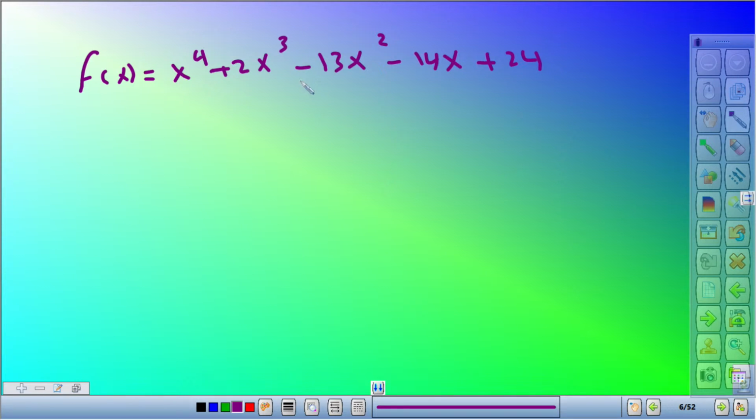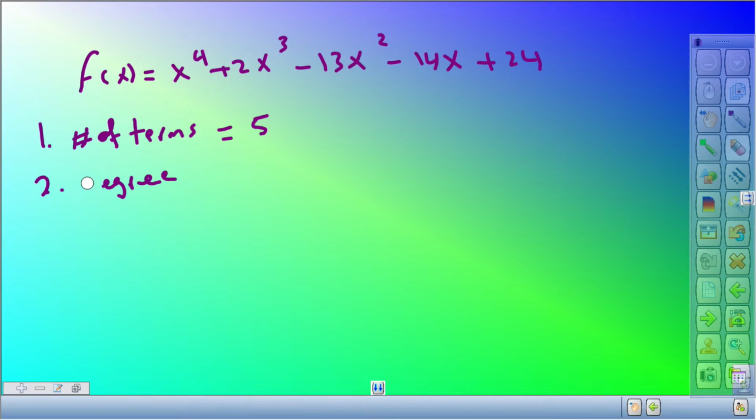What is the number of terms? Can somebody tell me how many terms we have here? Yep, I see that. You guys are saying 5. That's very true. 1, 2, 3, 4, 5 items. The second thing is, what's the degree for this? Yep, that is very true. The highest exponent I see is 4. Is this in standard form?